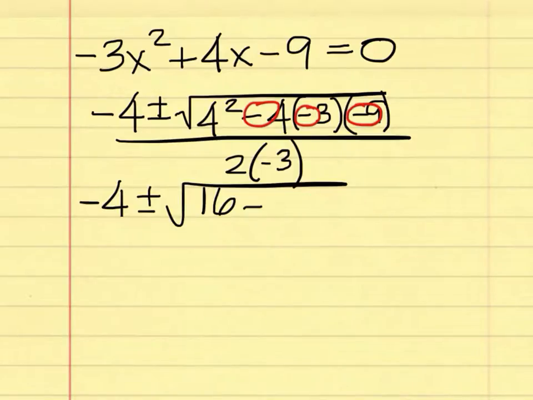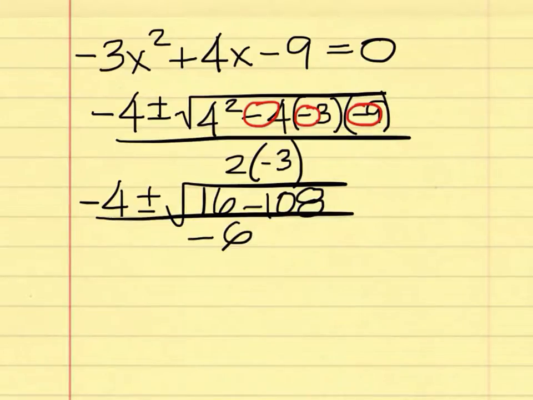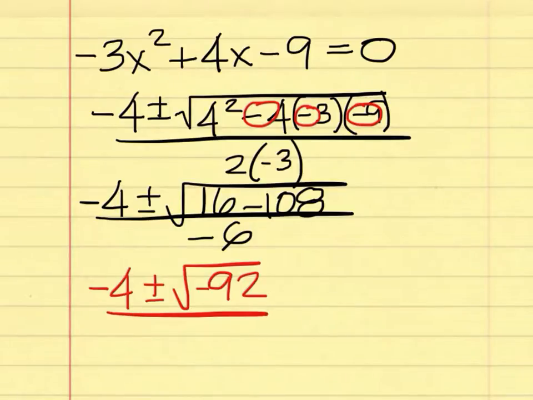That goes to McDane. 108, yes. And on the bottom we already said it's negative 6. What is the solution to this problem, Ruark? Of negative 92? Well, she is right. I mean, that is what we're supposed to do. Negative 4 plus or minus the square root of negative 92 over negative 6. So we'll give her the point for that.